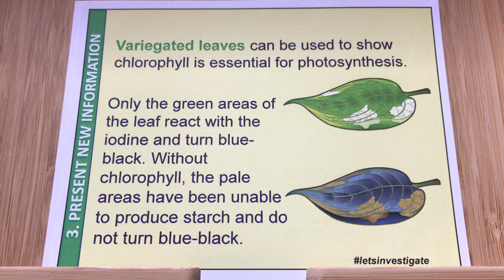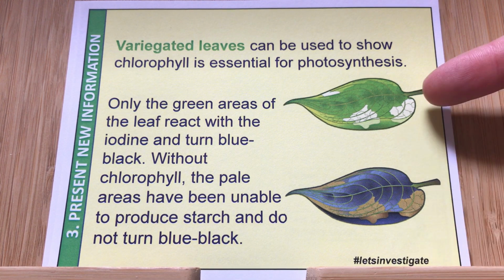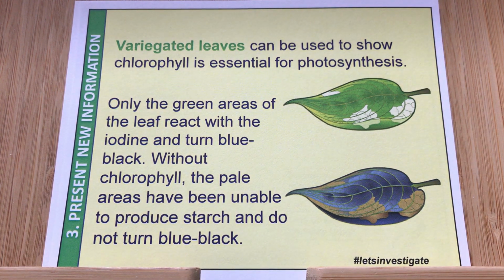Where there's chlorophyll, on a sunny day, you'll have photosynthesis, therefore some of that glucose will be stored as starch and will change the iodine solution from orange to blue-black. And once again, you can see here the white areas, the iodine does not change colour, it stays orange because there's been no photosynthesis there because there's no chlorophyll.